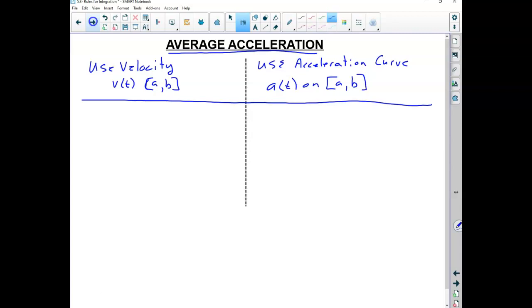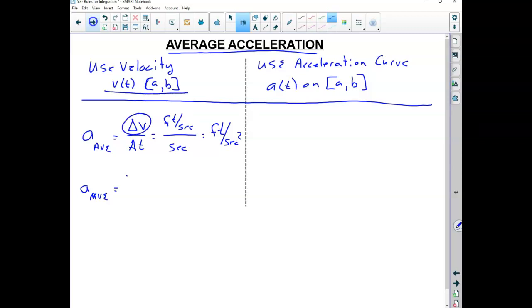Okay, well, think about this. If I'm using my velocity curve, my average acceleration equals what? Well, that's change in velocity divided by change in time, right? That's like my feet per second, which gives me my feet per second squared when I come across, right? Well, how do I get that? My average acceleration is going to equal my change in velocity. If I'm using my velocity curve, that's just my velocity at point B minus my velocity at point A divided by B minus A.